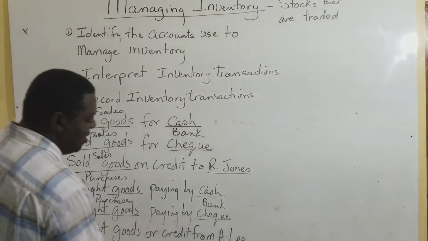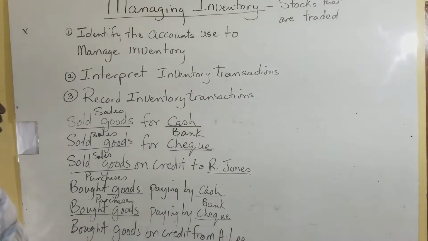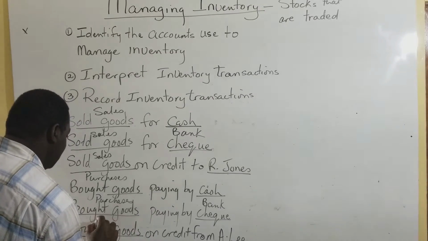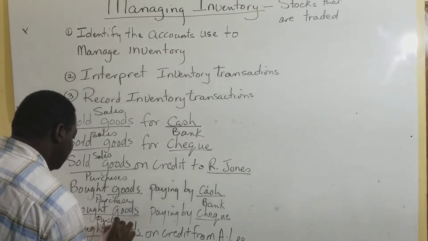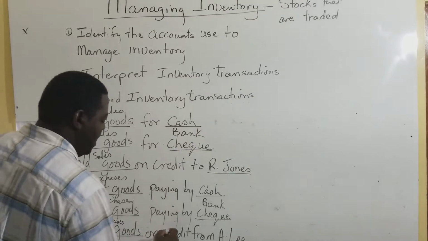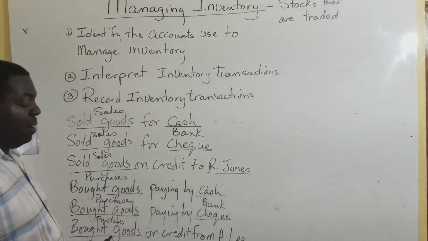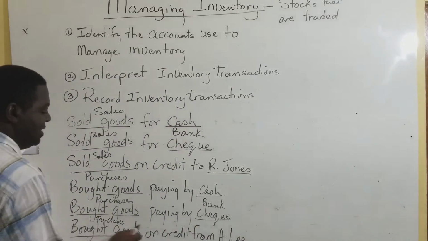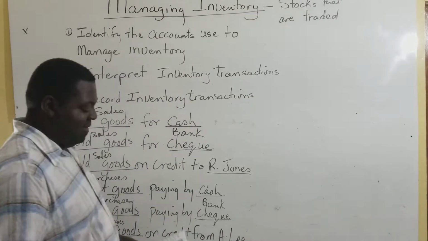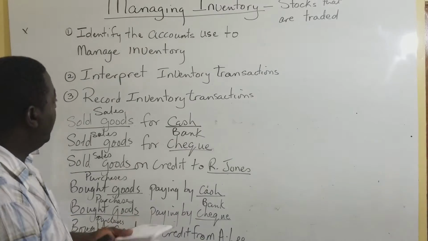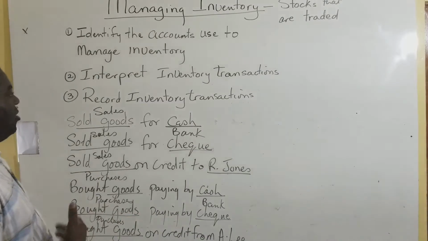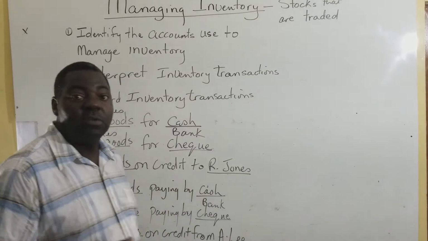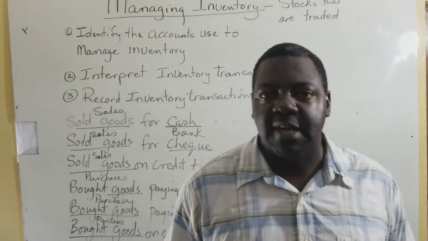Bought goods on credit from A. Again, this is going to be our purchases account, and we're buying it from who now? A. So it's going to be A. So it's between purchases and A. Very good. So we have sought to interpret some transactions, trying to determine the accounts affected in the transactions.